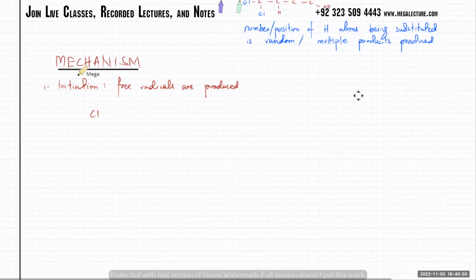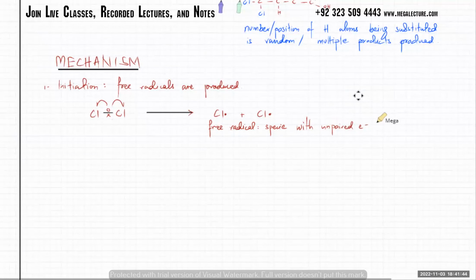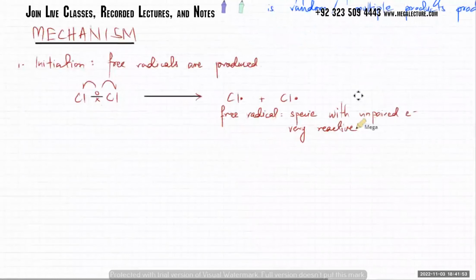So for example, if you have a Cl2 molecule, it's got 2 electrons, and the bond is going to split homolytically. You're going to get Cl free radicals. What's a free radical? A free radical is a very reactive species which has unpaired electrons. Now, the only reason this happens is because you've got UV light. That's why.